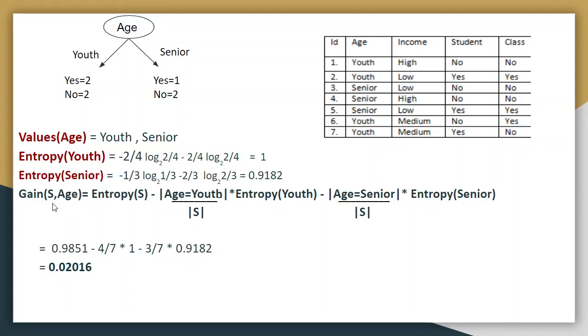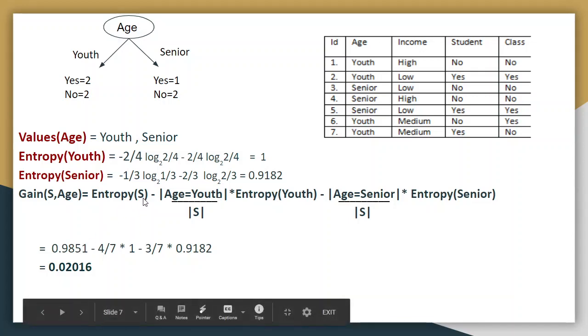This is the main crux here: the information gain for the age attribute. So this is nothing but the entropy of the data set before splitting it, minus the number of records where the age attribute has its value as youth, divided by the total number of records, multiplied by the entropy of youth, minus the number of records where the age attribute has its value as senior, divided by the total number of records, multiplied by the entropy of senior. So let's put all these values.